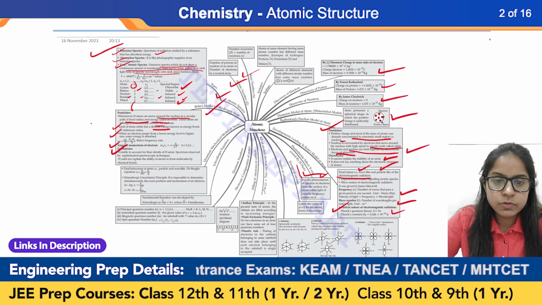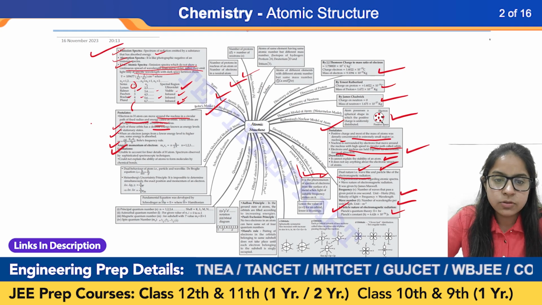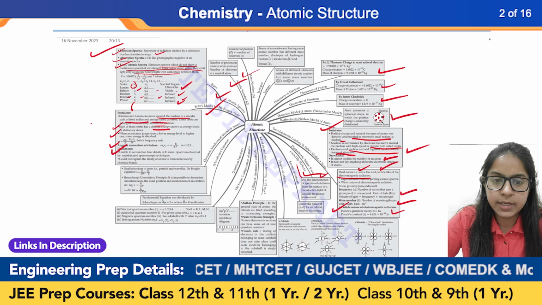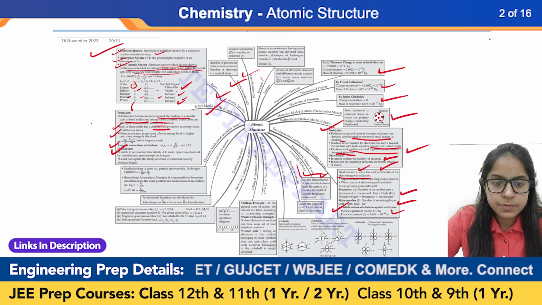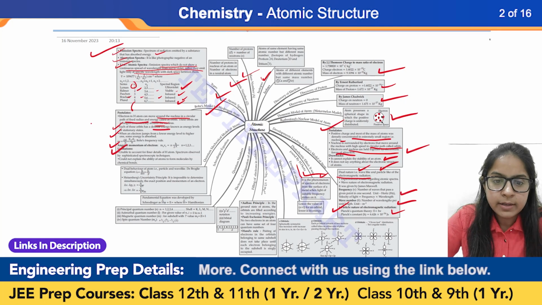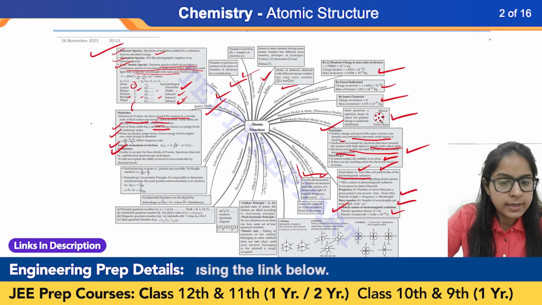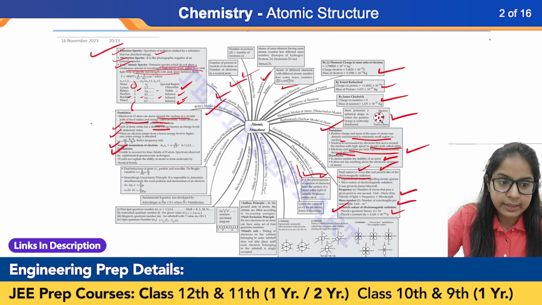Atoms of the same element that have the same atomic number and different mass numbers are isotopes, like the hydrogen isotopes protium, deuterium and tritium. I hope that is clear. Isobars are atoms of different elements with different atomic numbers but the same mass number, like calcium and argon, which I have already discussed with you. Now the Bohr atomic model is completed.